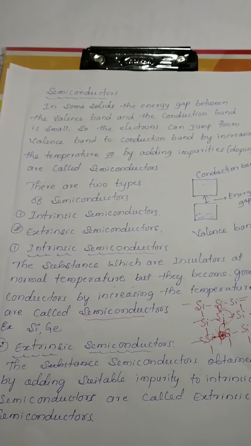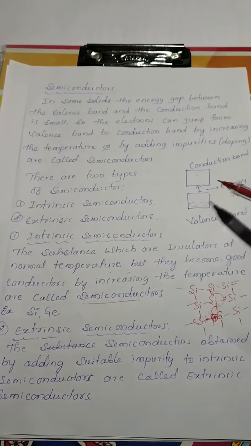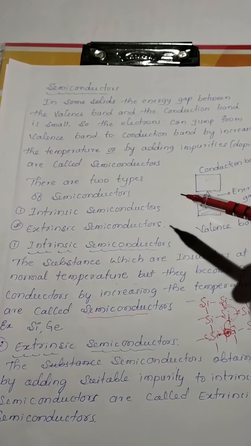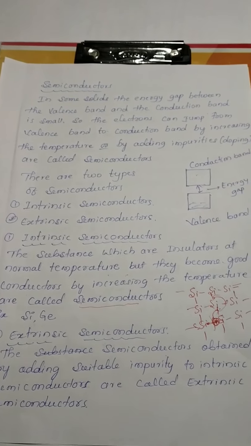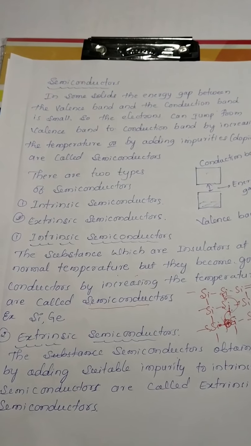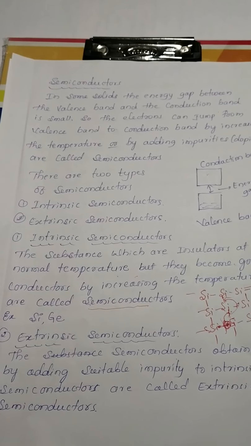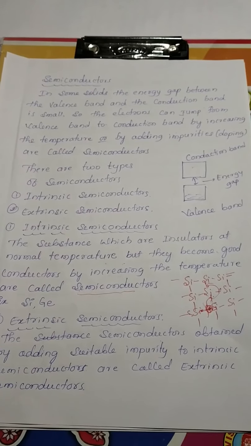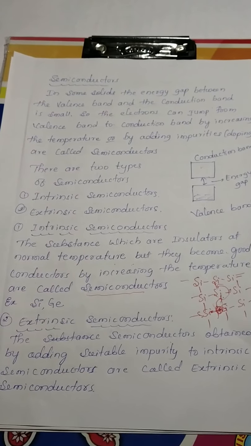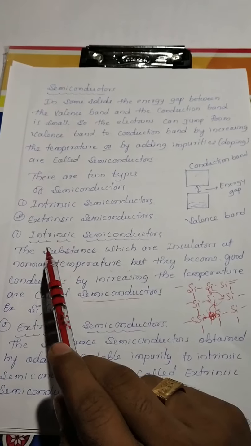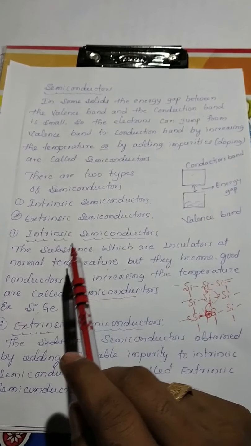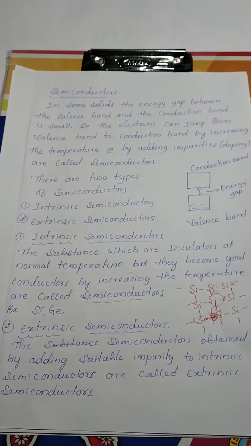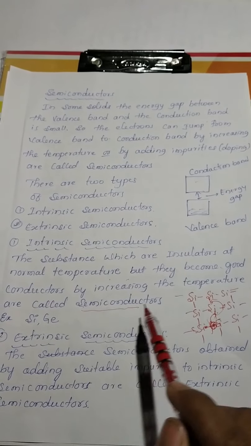Again, semiconductors are of two types. One is intrinsic semiconductors, another is extrinsic semiconductors. Intrinsic semiconductors, as I said already, are semiconductors which conduct electricity in their pure form. Examples: silicon, germanium. Or you can say they are substances which are insulators at normal temperature, but become good conductors by increasing the temperature.